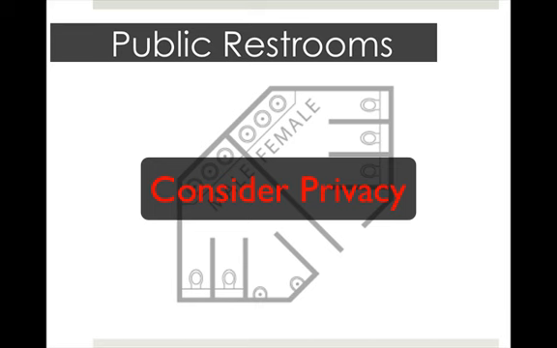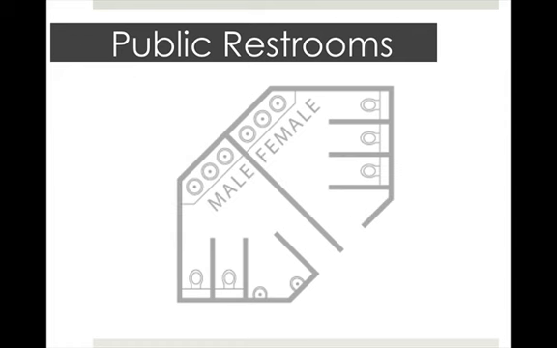Locate the lavatories in public restrooms closer to the doors than the toilets. People want more privacy when they're using the toilet than they do perhaps when they're using the sink. So when you design them, you want to consider the line of sight. What do you see when you look into the bathroom?